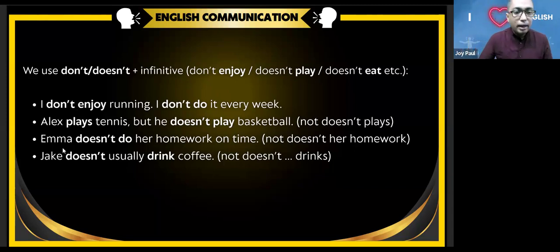Emma doesn't do her homework on time. Not doesn't her homework. Got it? Clear. Jack doesn't usually drink tea. Not doesn't drinks. Jack doesn't usually drink tea. Great.